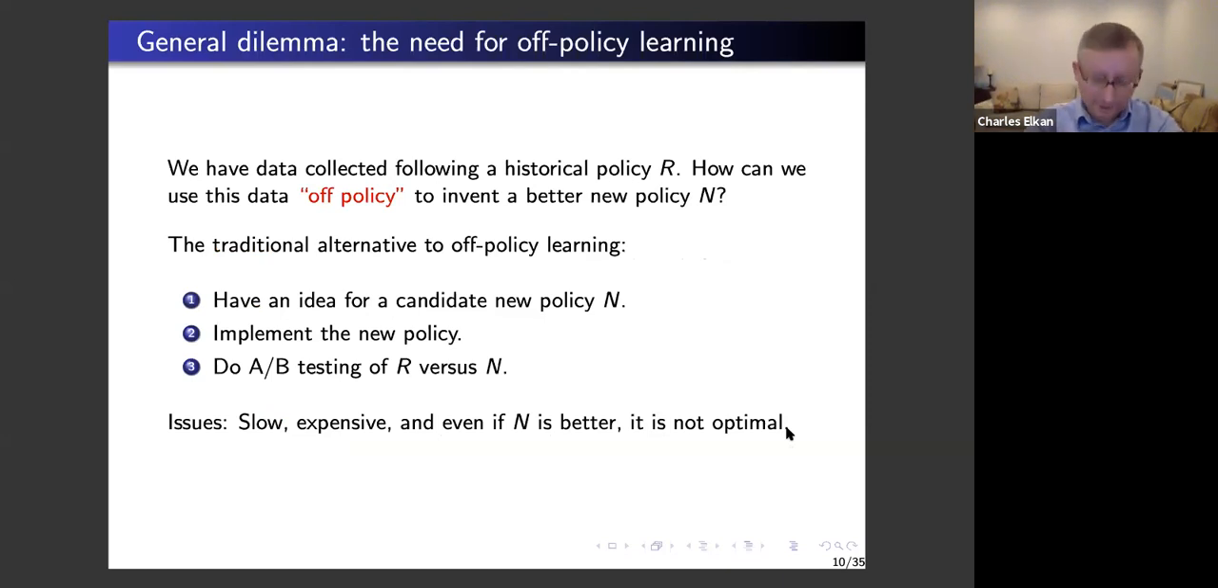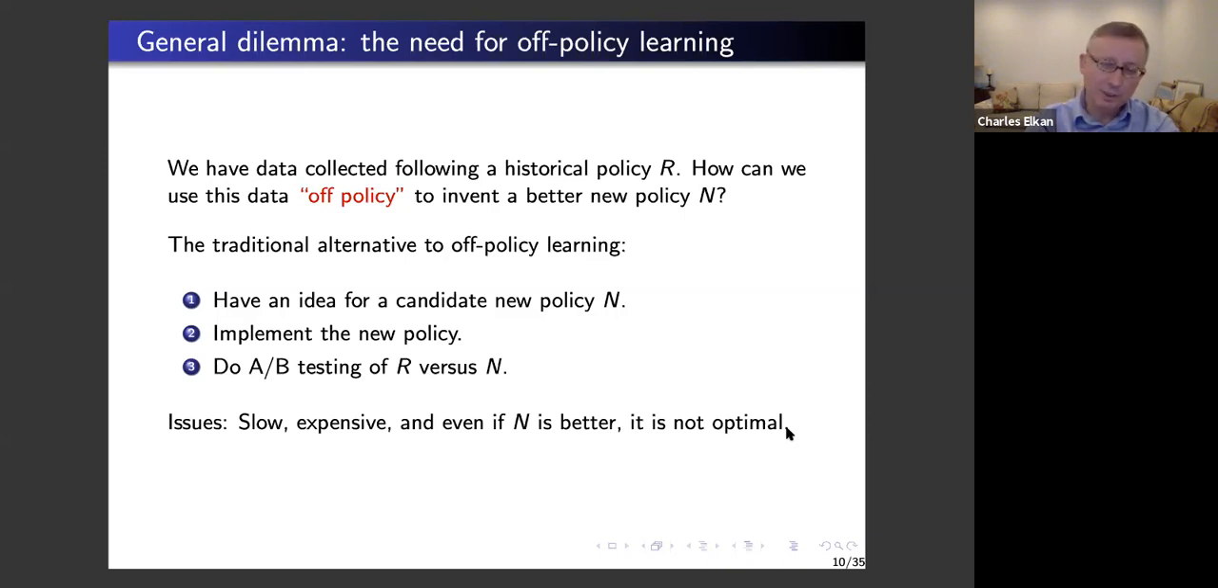Right. So the situation is that we have data which we collected following a historical policy R. Whether it's a search engine or an advertising algorithm, there's already some algorithm that's being implemented. And that algorithm that's being implemented now is what we can call the historical policy R. What we want to do is use the data that we collected following R to invent a better policy, which I'll call N for new. And the new policy is off policy because compared to R, it's a different policy. So we want to invent a better policy N, but we don't have any data that was collected according to N. So this is what's called being in the off-policy scenario in reinforcement learning. And off-policy learning in general is more difficult than on-policy learning. So what do companies do in practice? Do they do off-policy learning?